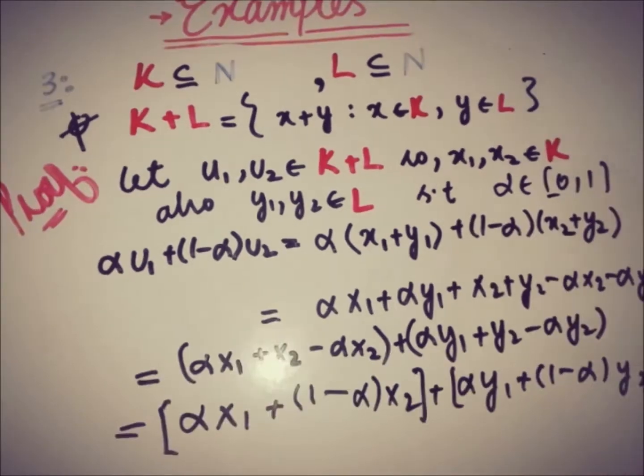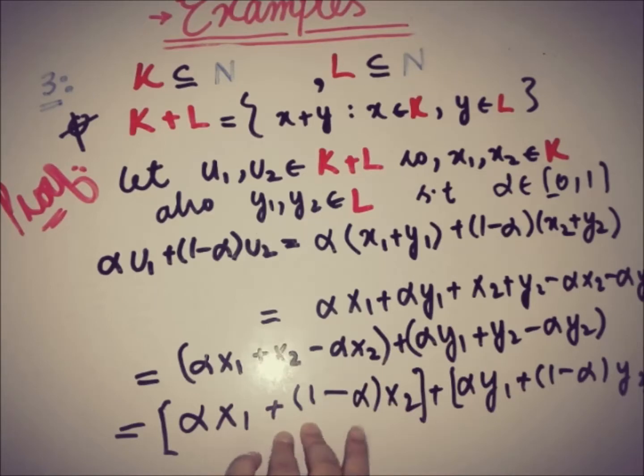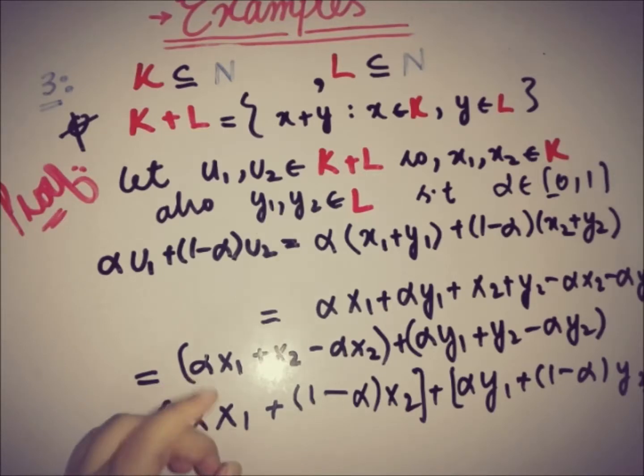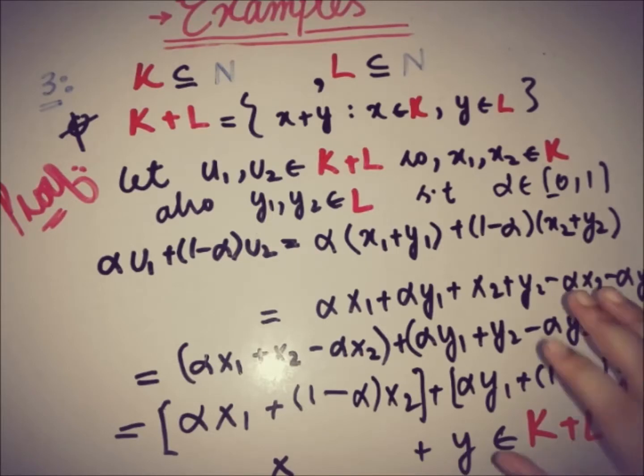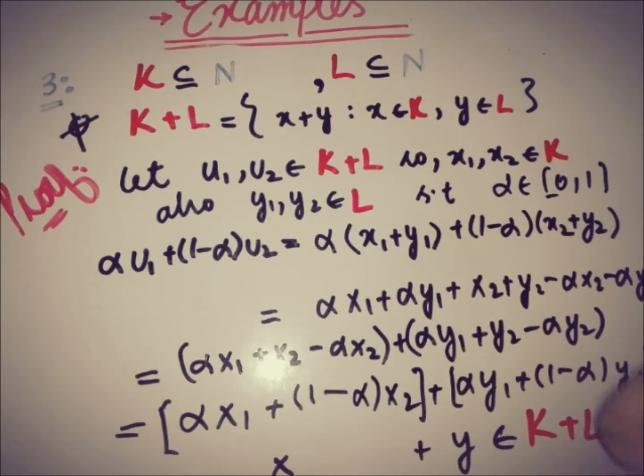As K and L are convex subsets of N, alpha x1 plus 1 minus alpha x2 is indeed an element of K, and alpha y1 plus 1 minus alpha y2 is an element of L. So this is an element of K, this is an element of L. So we can write x plus y, where x and y belong to K plus L. So we have proved that for any convex subsets K and L of a linear space N, this type of set is also convex.